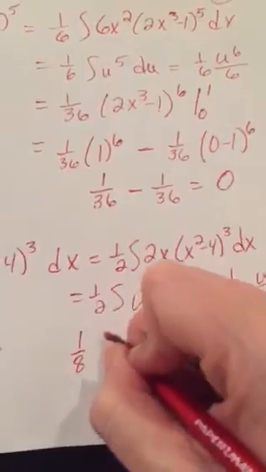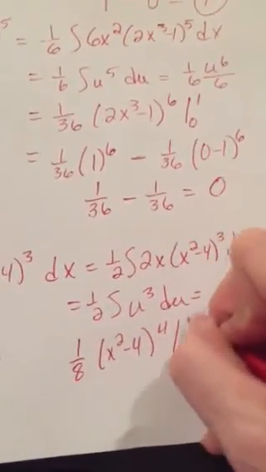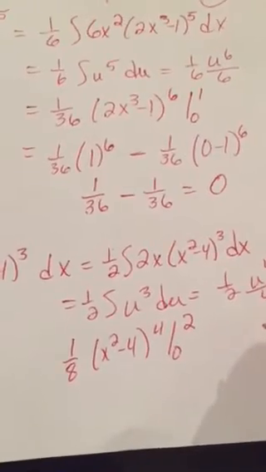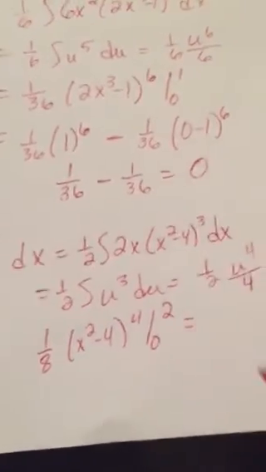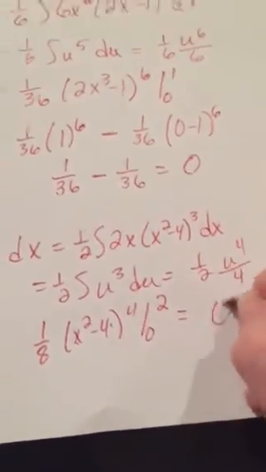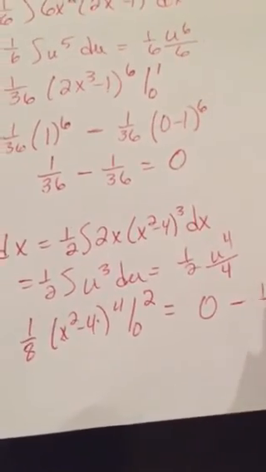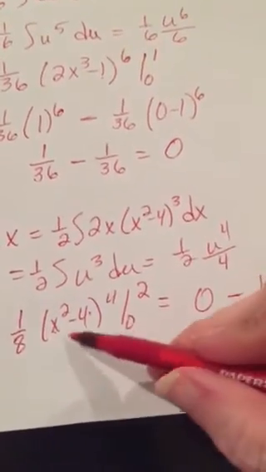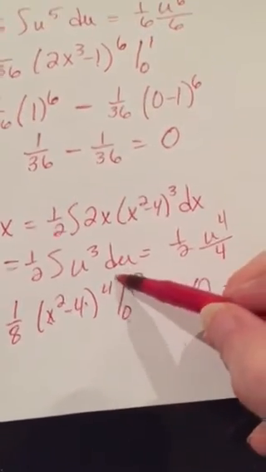Once I've got this, I have to plug my x back in before I can plug in the 0 and the 2. So plug the 2 in first, so that would be 4 minus 0, so that's actually 0. And then plug the 0 in. So I would have minus 4 to the 4th.